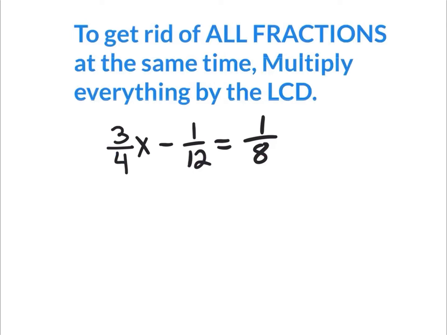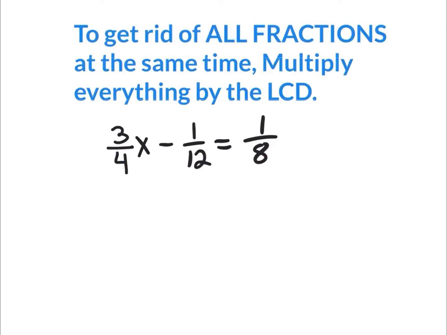Okay, so when you add or subtract fractions, you need an LCD, right? When you add or subtract fractions, you need a common denominator. So what would the common denominator of 12, 4, and 8 be? 24, right? No. LCD is 24, because 4 could change to 24 by multiplying by 6, 12 could change to 24 multiplying by 2, and 8 could change to 24 by multiplying by 3.